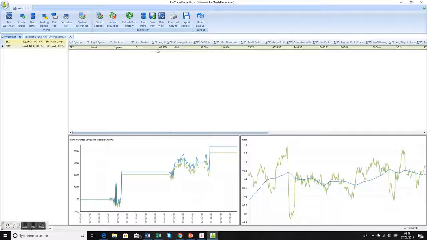Over 2 years there were 5 trades. Correlation a bit low, 43.5, co-integrated 0.91. You had a compound annual growth rate of 17.6, a max drawdown of about 16, a high profit factor. You made about 4,300 gross, paid about 13% of that in commissions, and left yourself with about 3,800 or about 766 average net profit per trade. And 80% of them were winners, and on average they took 30 days to complete the trades.